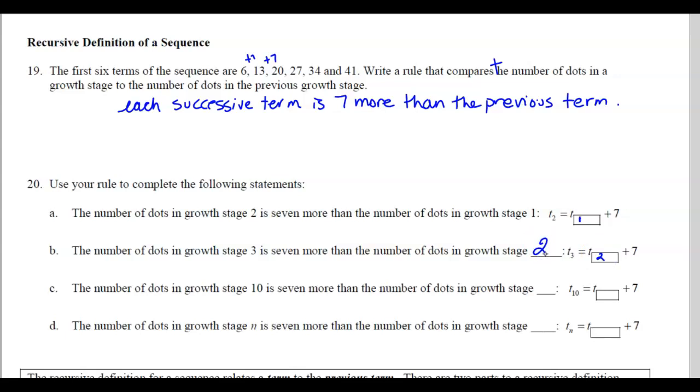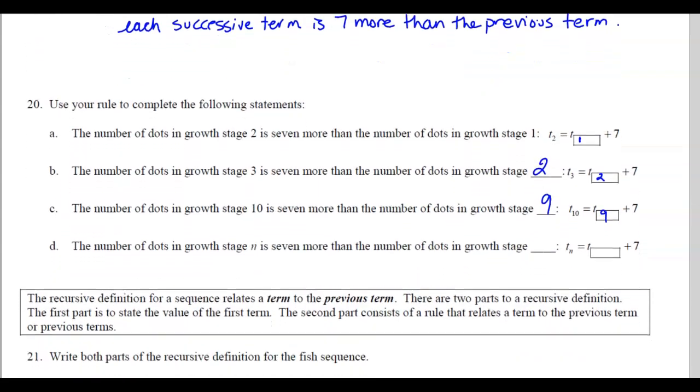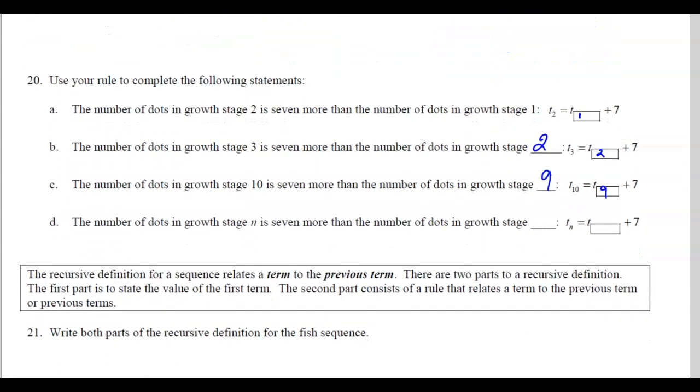So growth stage 10, we have 7 more dots than growth stage 9. And then in terms of n, in growth stage n, that's 7 more than the previous growth stage, which would be n minus 1. So your subscript is n minus 1. And we always use lowercase n, don't use a capital N.